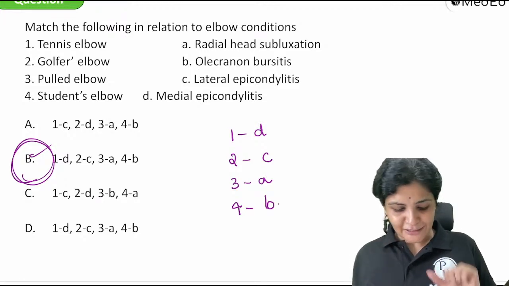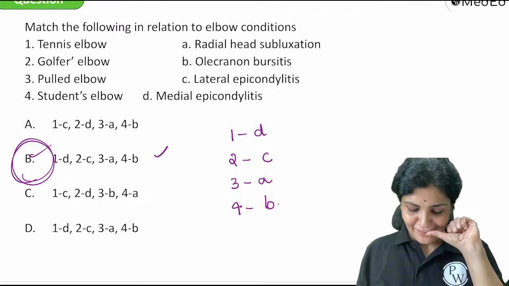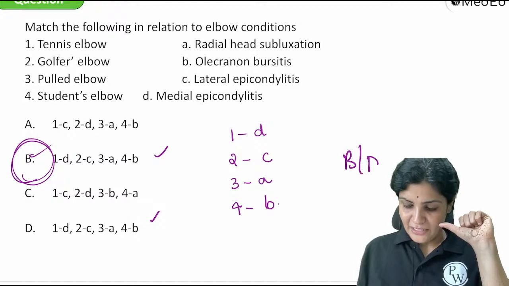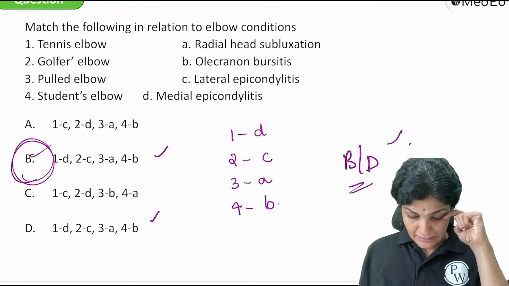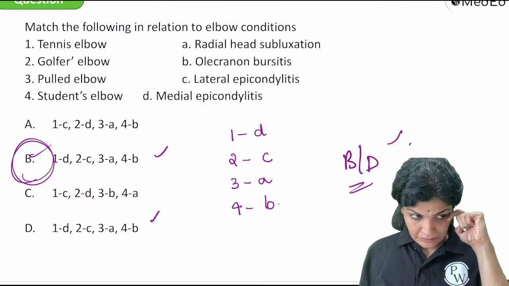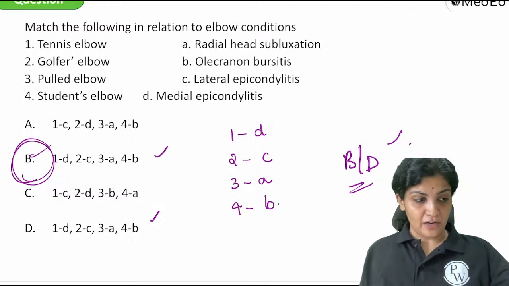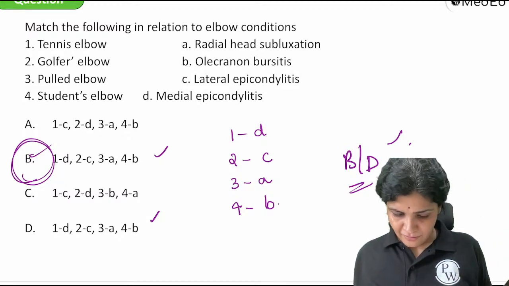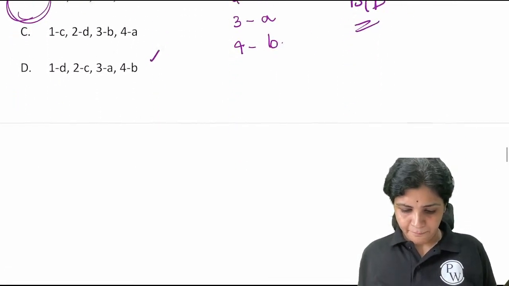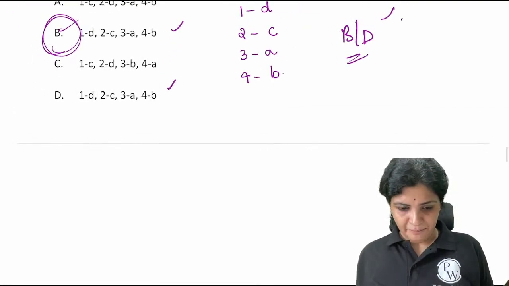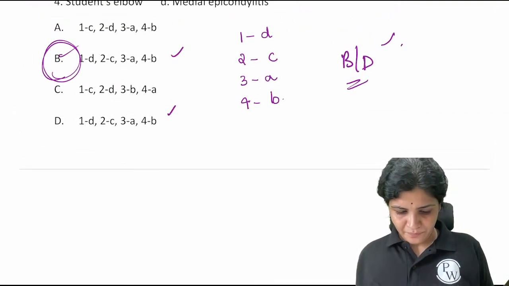A, B, D. See, the two options are same, no? B and D. Okay, we'll give. B and D both are correct. DCAB, DCAB. Yes, Nitin, you're right. See, both options are same. B and D both are same.